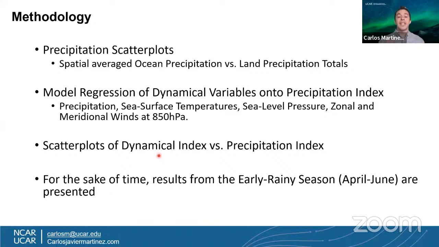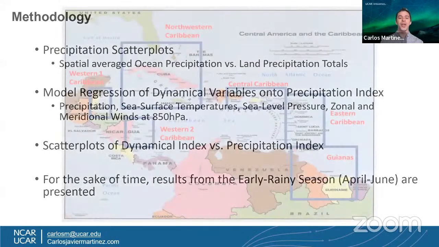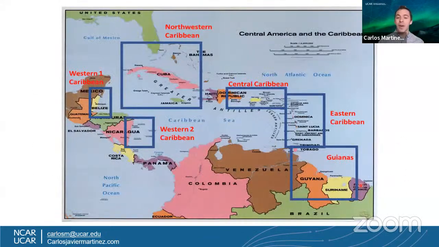And then finally, for the sake of time, I'm just going to look at one seasonal component of the rainfall cycle, the early rainy season, which is important for the onset, the start of the rainy season, as well as the growing season for many stakeholders. So just for clarity, these are the different subregions of the Caribbean. And for the first example, I'll be looking at the Northwestern corridor, and this is the spatial grid box that I'm looking at. But there are several other subregions that I have looked at for the analysis.